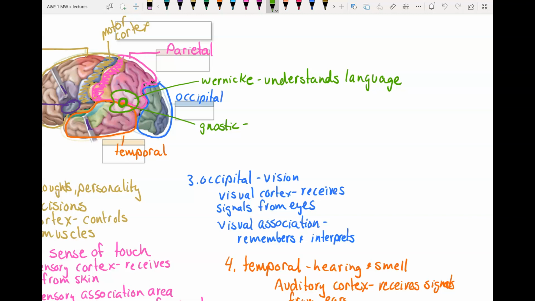The Gnostic integrates information from different senses. Okay, so Gnostic means to know. So this lets you know about your environment. It gives you a big picture, comprehensive sense of your environment.